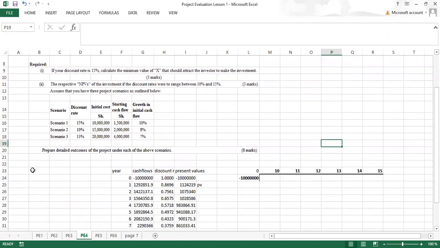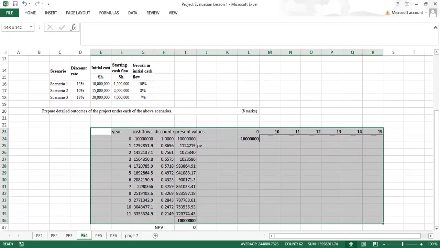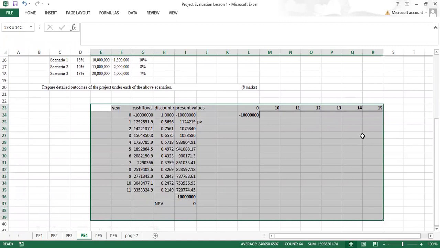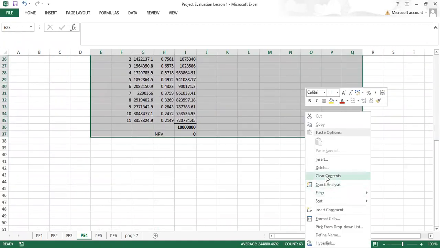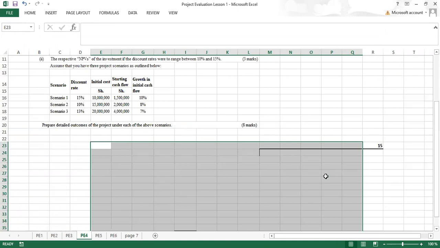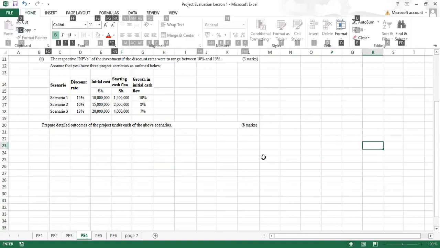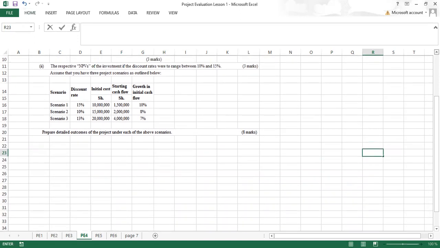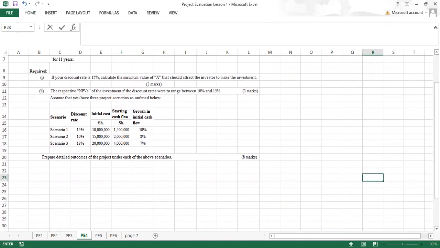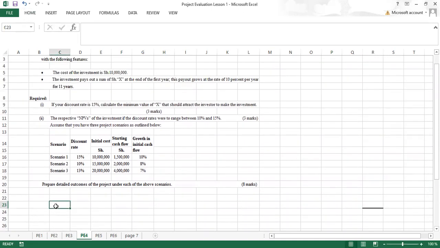Sorry for that. So let me just clear the content. We have time, don't worry. Clear content. Then I'll do Alt HBM to remove the borders. To make this thing dynamic, it's just simple. We start here. Cost of investment is 10 million.